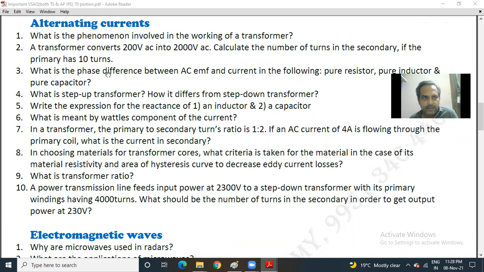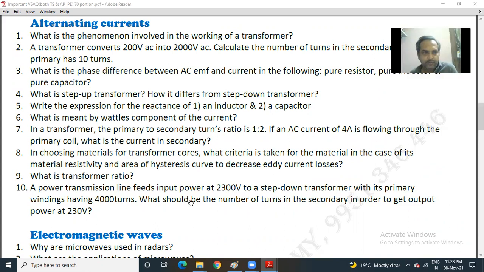3. What is the phase difference between AC EMF and current in the following? First, when AC is connected to a pure resistor. Second, when AC is connected to a pure inductor. And third, when AC is connected to a pure capacitor.